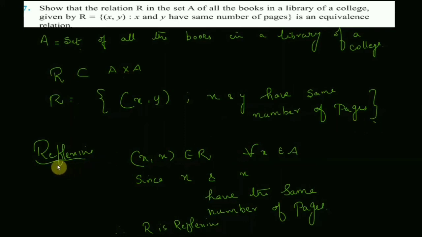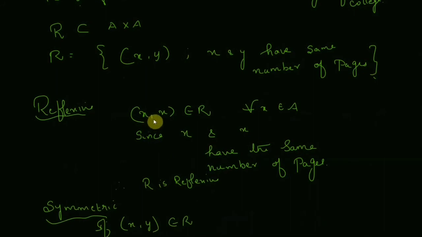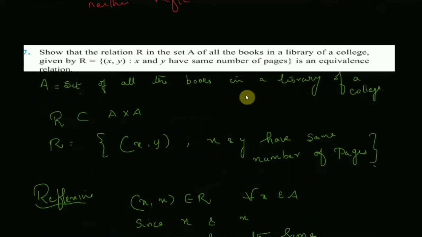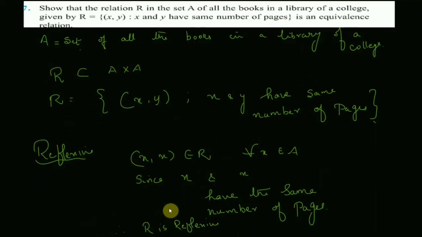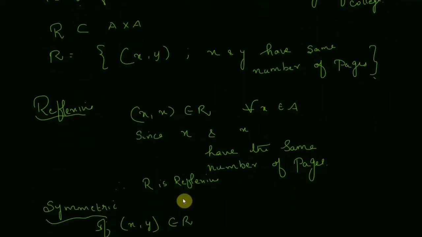So now let us see whether it is reflexive. (x, x) belongs to R. Why? Because x and x represent the same book. So the same book will have the same number of pages, isn't it? It is given that x and y should have the same number of pages. So (x, x) belongs to R. Therefore, R is reflexive.